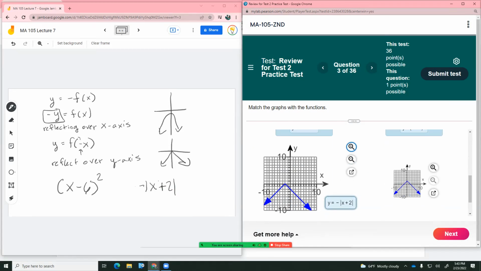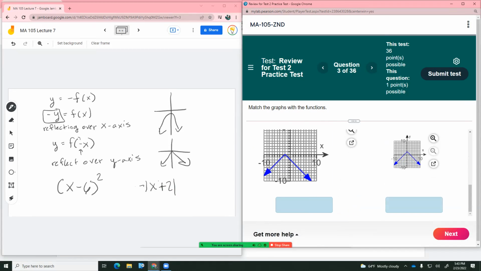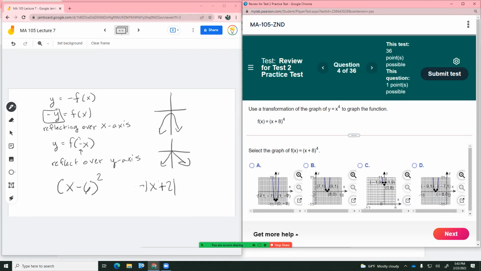So take all the knowledge that you got and work through these, basically. I'm not going to do the last one because I just want to move on to the next section, but you guys get the idea.